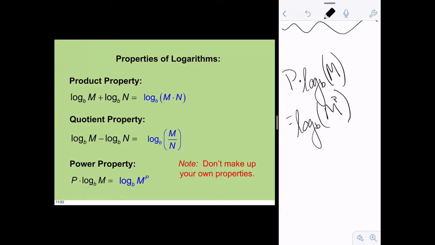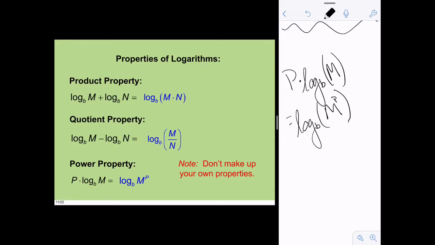All right, again, don't make up properties. That's it. We have 3 properties. Don't change them. Don't try and make up your own. Don't be like, oh, when there's addition inside the logarithm, I can do something. You can't. No, that's it. This is it. There's nothing more. Don't change anything about this.